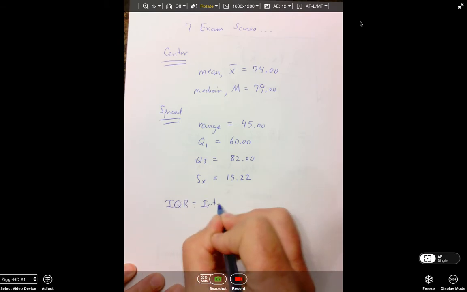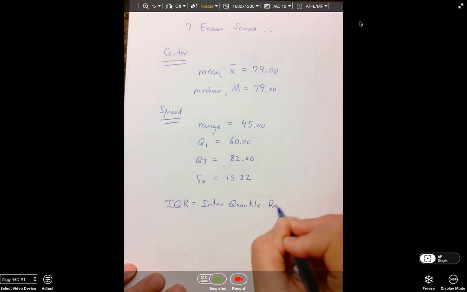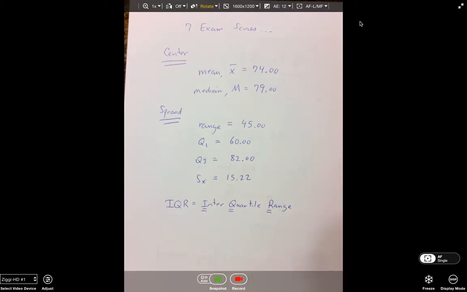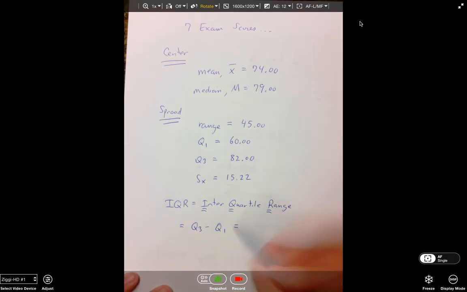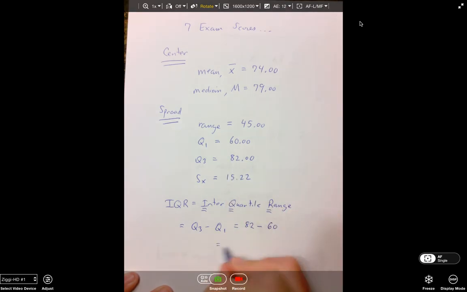Now, one additional thing I want to show you here is what's called an IQR. An IQR stands for the interquartile range. What the interquartile range does, it's really easy to find, it gives us the difference between Q3 and Q1. Well, I see the Q3 is 82, and I see the Q1 is 60. So for this data set, the interquartile range would be 22.